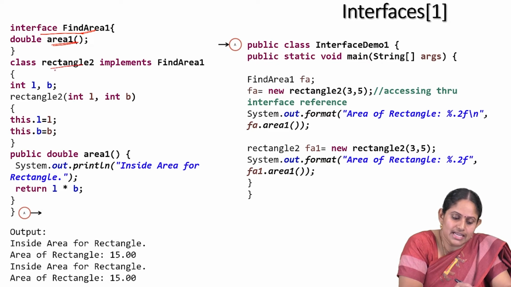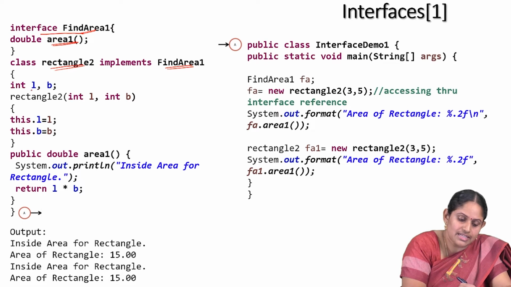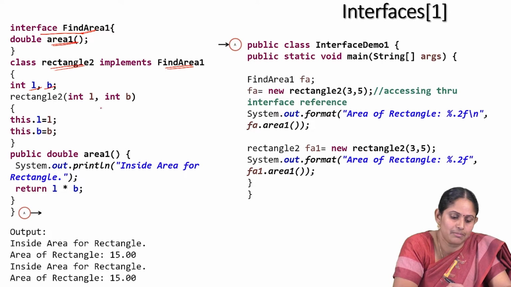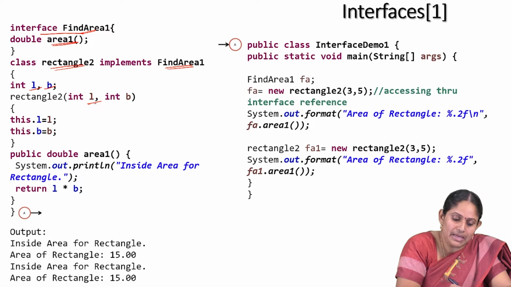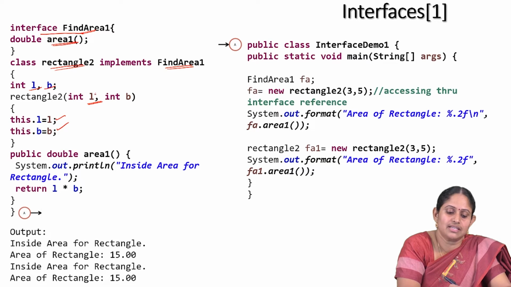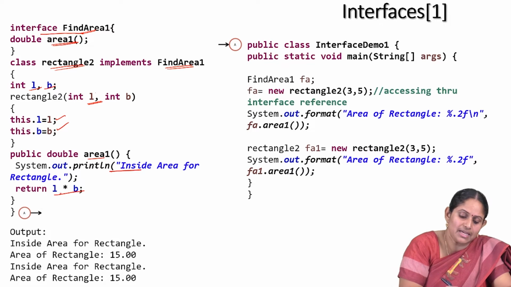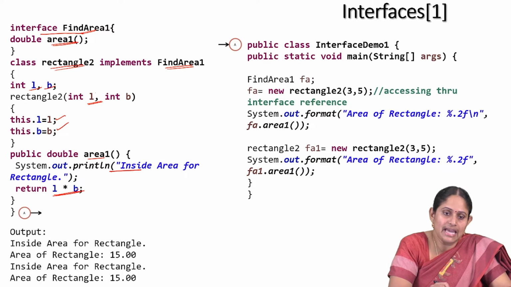Now we have the class rectangle2, which is implementing find area. This rectangle class has its own instance variables, two integer instance variables L and B. The constructor is a parameterized constructor which will initialize the values of the length and breadth to the values passed to it. Whatever value is passed at the time of object creation is used and initialized over here. Then we have the method area1. The body for that is defined over here, which displays some statement, finds the area, and returns that value.